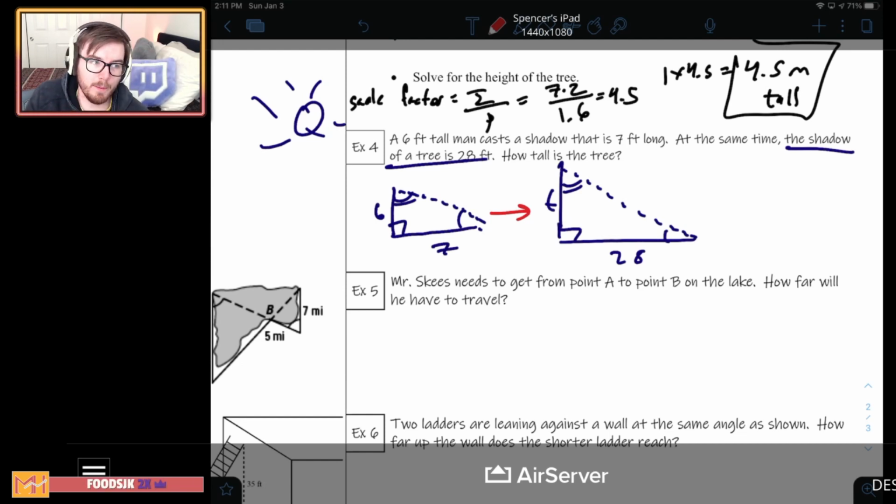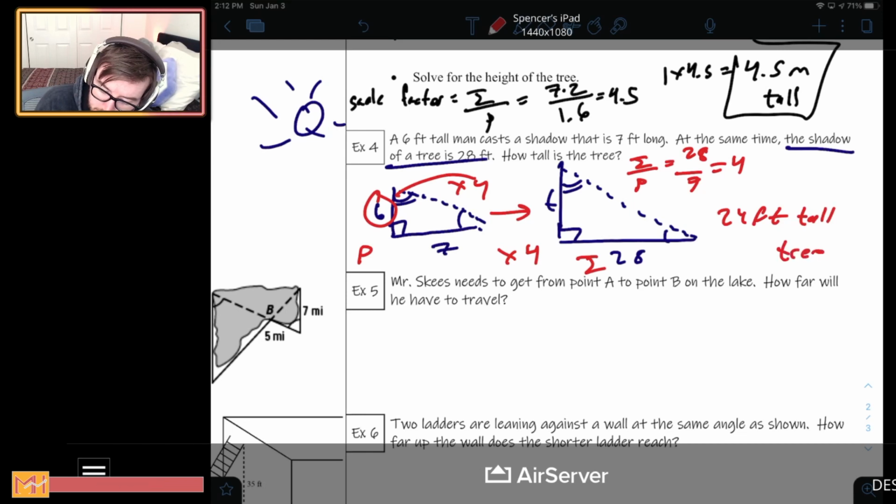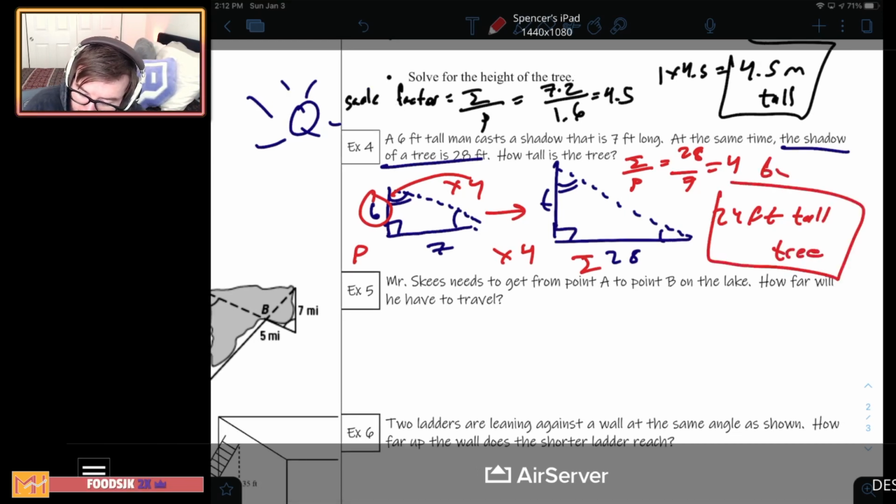By how much? You probably can just eyeball it. If the shadow for one is 7 feet, and the shadow for the tree is 28 feet, you can probably eyeball it, right? It's times 4. It's 4 times as big. But again, how do we do that? If you need a formula, well, we started out with the 7. We ended up with a 28. Image over pre-image. We end up with 4. 28 divided by 7 is 4. So if we have a 6-foot tall man and we multiply that by 4, we end up with a 24-foot tall tree. 6 times 4.